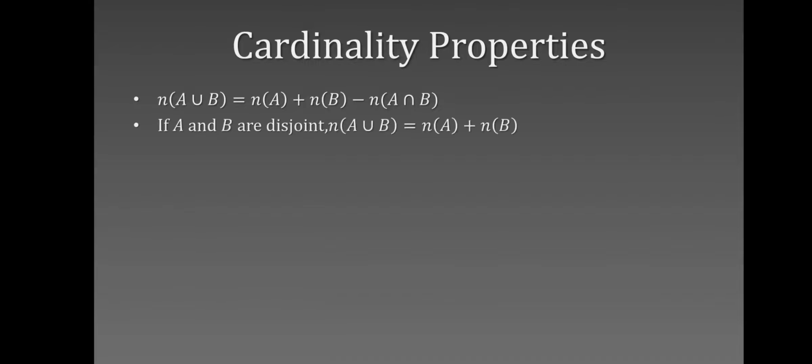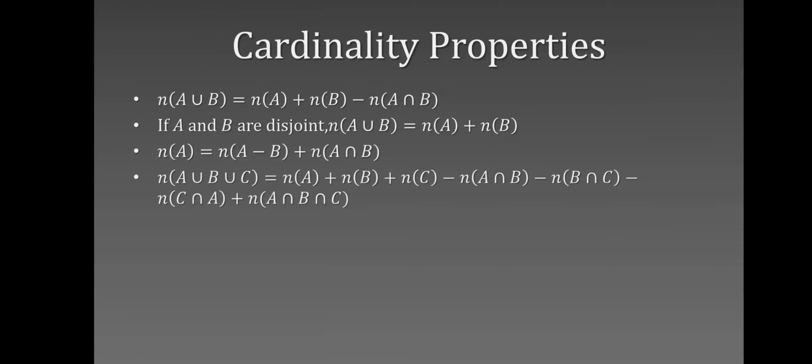Next, if A and B are disjoint, then number of elements in A union B is exactly number of elements in A plus number of elements in B. That is easy for us to understand. Why? Because A intersection B is empty, and so there is no element there. Next, number of elements in A can be written as number of elements in A minus B plus number of elements in A intersection B.